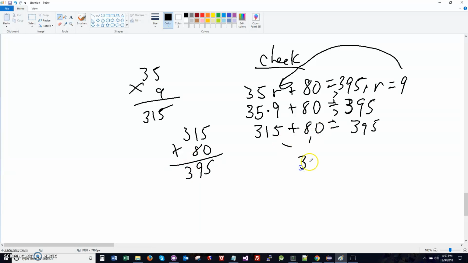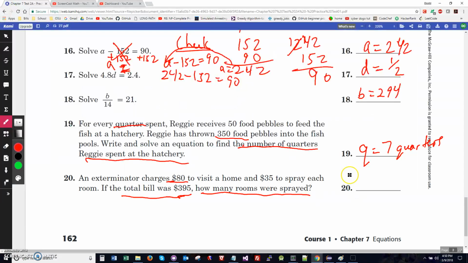So that is a match, and therefore I have that 9 rooms are sprayed, and I can come over here and say R is 9 rooms, and will get full credit for that answer.